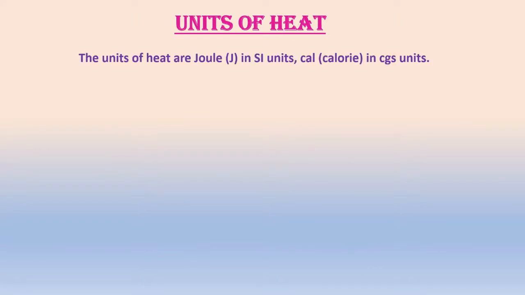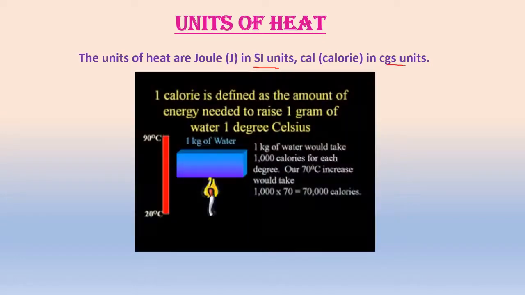Now what are the units of heat? The units of heat are the joule, represented by J in the SI system, and the calorie, which we write as cal, in the CGS system. So how do we define 1 calorie? 1 calorie is defined as the amount of energy needed to raise the temperature of 1 gram of water by 1 degree Celsius.